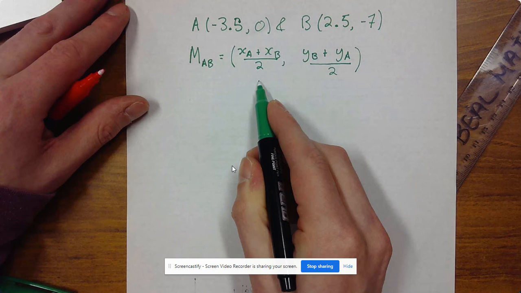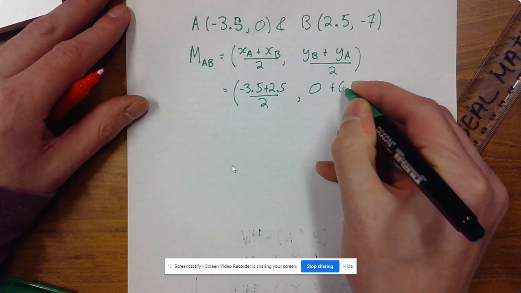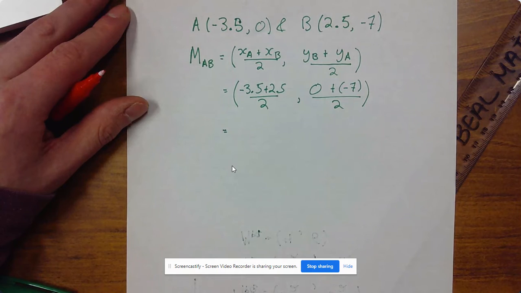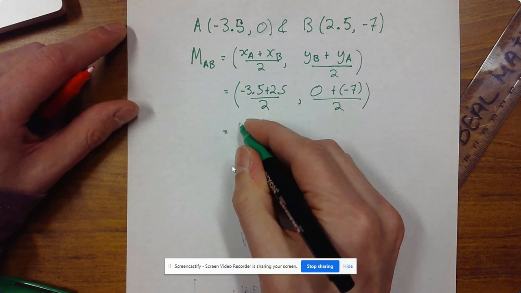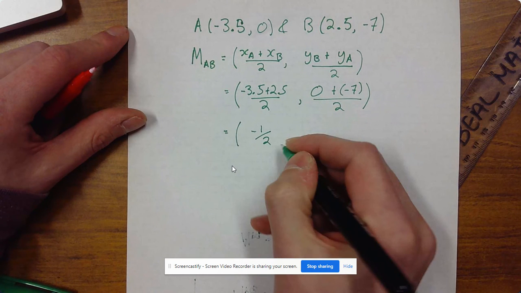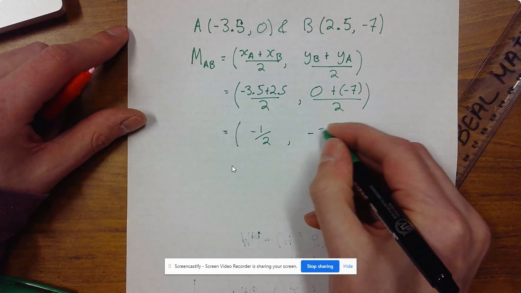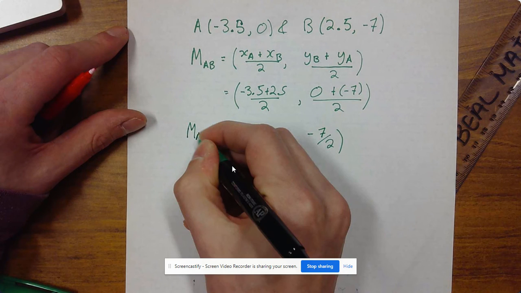So I've got negative 3.5 plus 2.5. So I'm going to add those up first and then divide by 2. And then my y coordinates, I have 0 plus negative 7. Again, I'm always adding them up and then dividing by 2 to calculate my average or my middle. I'm dividing by 2 because I'm averaging just 2 points, the start point and the end point. So I've got negative 1 over 2. That's already a reduced fraction. And then 0 plus negative 7 is the same as 0 take away 7, negative 7 over 2. So now I've calculated the midpoint of A and B.